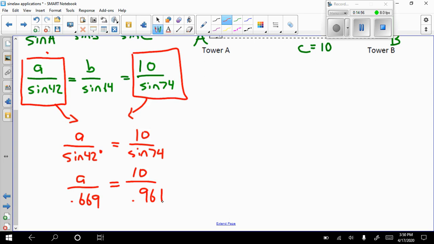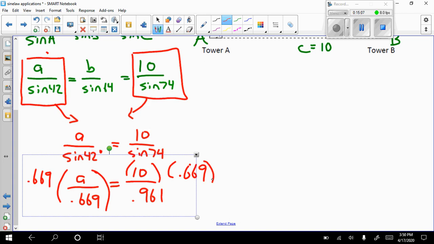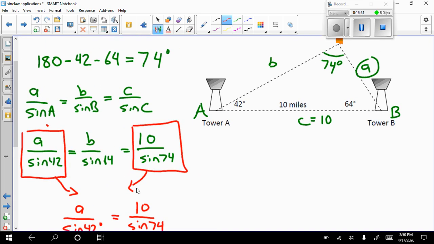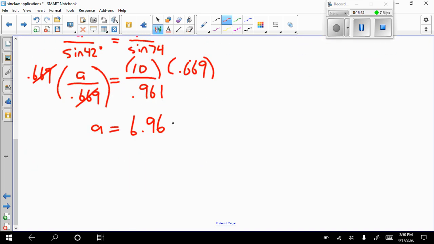0.961. Okay, we want to get a by itself, so we'll multiply this side by 0.669. But whatever we do to one side, we've got to do to the other, 0.669. And that turns into 1, and so we've got a by itself. And so here we go, 10 times 0.669 divided by 0.961 equals 6.96 is little a. And they were using miles there, so 6.96 miles is my answer.